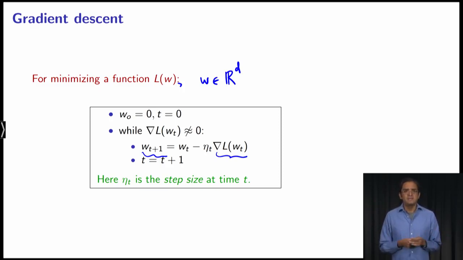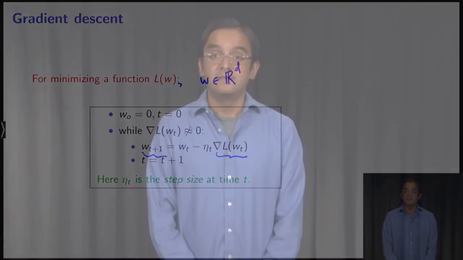Why exactly does this rule work? Why does it reduce the loss to move in this direction? Well, that's something we'll see next time. Okay? So that's it for now. And we've got a little bit of a glimpse of gradient descent. And next time, we'll look at this algorithm in a little bit more detail.